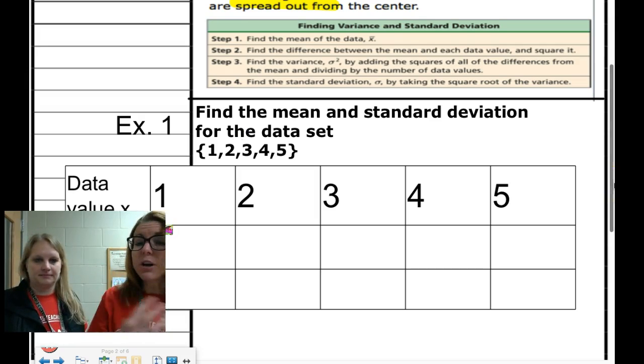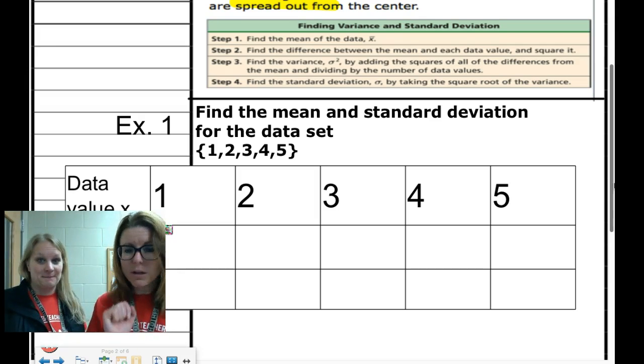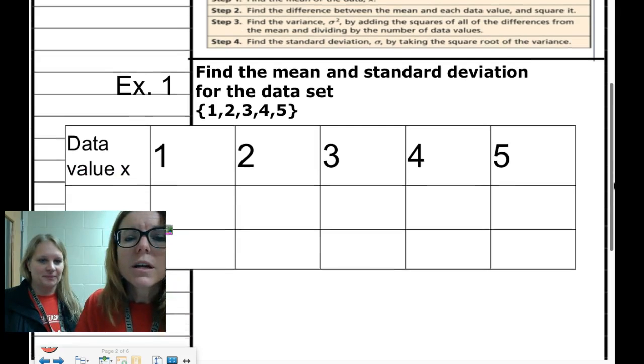And on a quiz or test, you must show all your work, because I know those lovely calculators will do this whole thing for you, but you can't use that. Here we go.